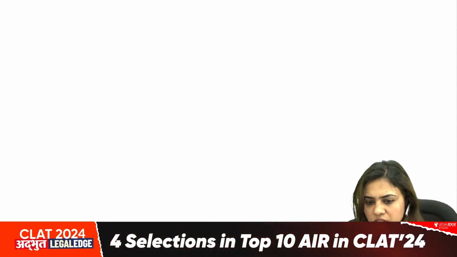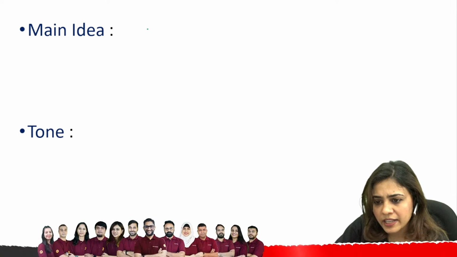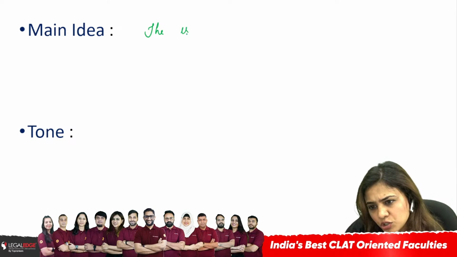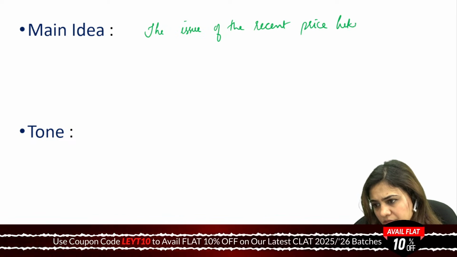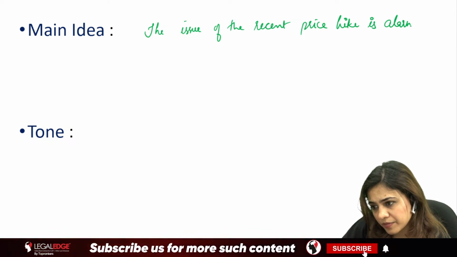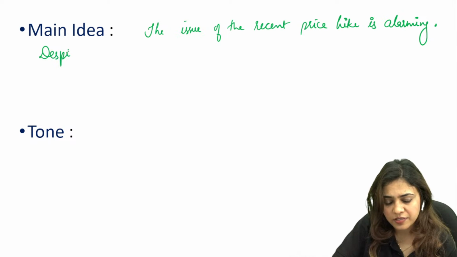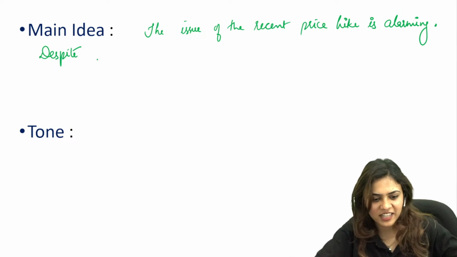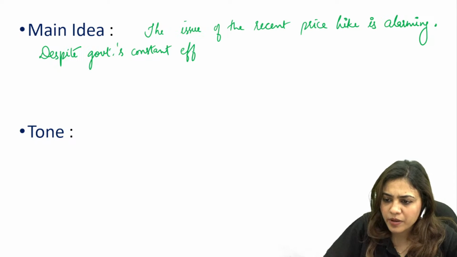So let's talk about the main idea of the passage. क्या है main idea? Main idea तो यही है कि the issue of the recent price hike is alarming. Despite government's constant efforts to bring down the prices, lack of contentment, yes, exactly.